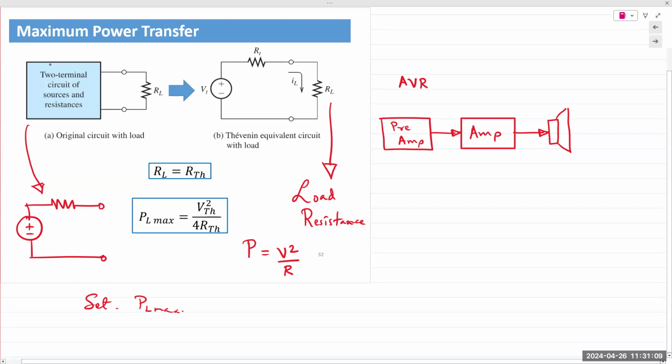There is no, so this is RTH actually. It's not quite visible. So that's RTH, and this is VTH. That's when maximum power is transferred.